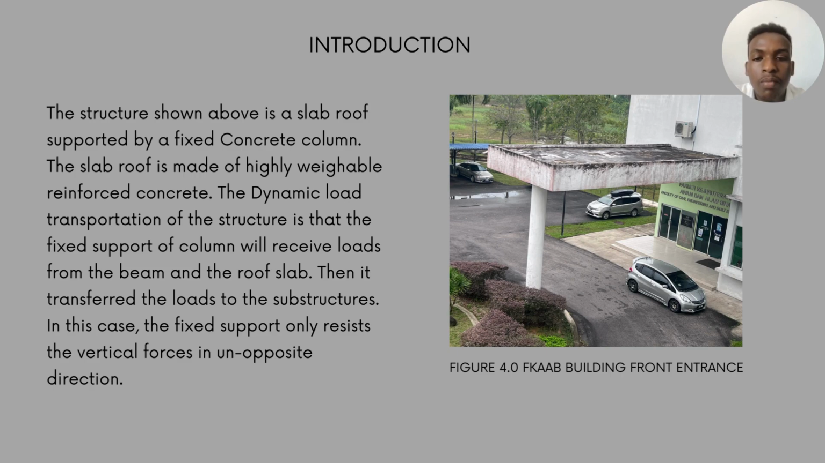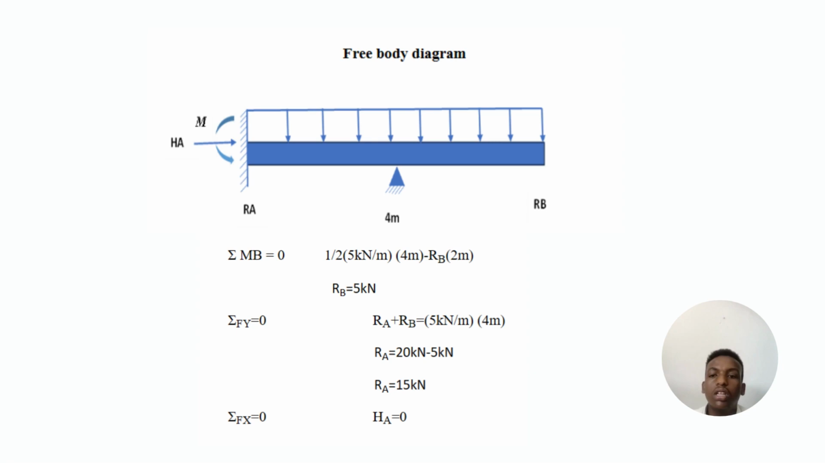The dynamic load transportation of the structure is that the fixed support of the column will receive loads from the beam and the roof slab. Then the load is transferred to the substructure. In this case, this fixed support only resists in the vertical direction, with reaction in the opposite direction. So this is the free body diagram of the column structure.